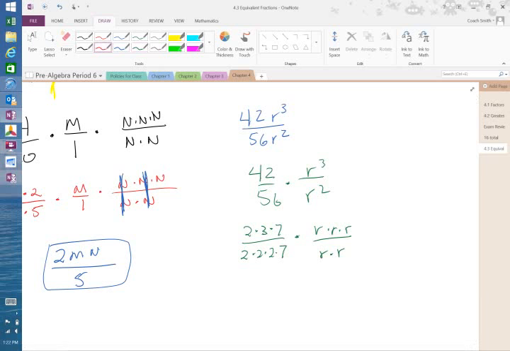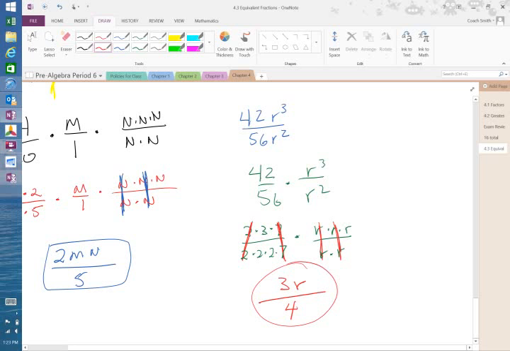Now we just cancel things that are alike on top and bottom. That cancels. That cancels. That r cancels. That r cancels. So on top then, that leaves me with 3r. On bottom, it leaves me with 2 times 2, which is 4. And that's your answer.